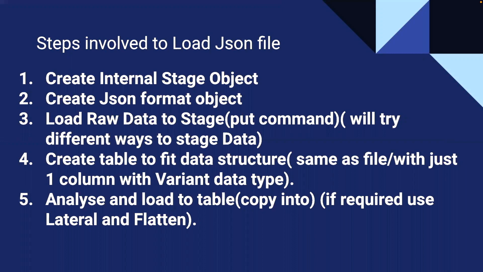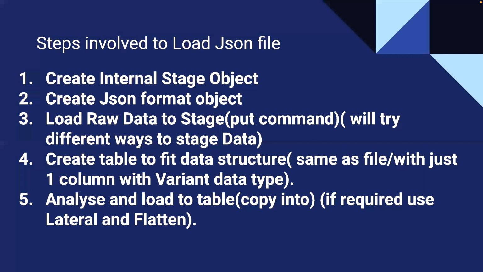Below are the steps that we are going to follow to load the JSON file from on-prem to Snowflake. First step is the creation of an internal stage, and second is the creation of the format object, here in this case, a JSON format object, and then loading the data from on-prem to the internal stage that we created by using the put command. So here we'll try the different ways of doing it based on the way how we created the stage object, whether when we are creating the stage object, we integrated the format object also or not. Based on that, we will try the different ways of doing it, and then we'll create a table and load the data from internal stage to the table by using the transformation logic. That is the one way that we are going to try.